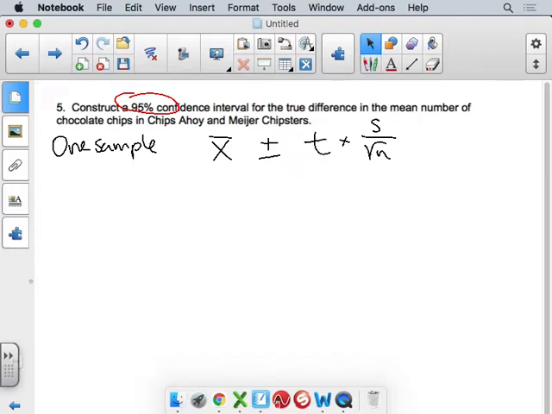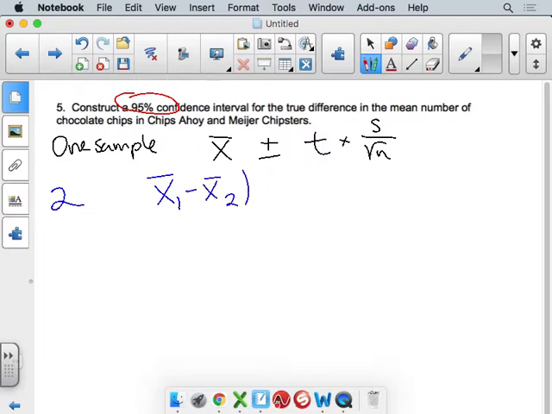Alright, so for two samples, this is what we're going to do today. The X bar is the difference between the two. So we did X bar 1 minus X bar 2, which we just got is like 3.34, plus or minus, the T still goes there. And then you're still doing times the standard error. So look on the formula sheet.